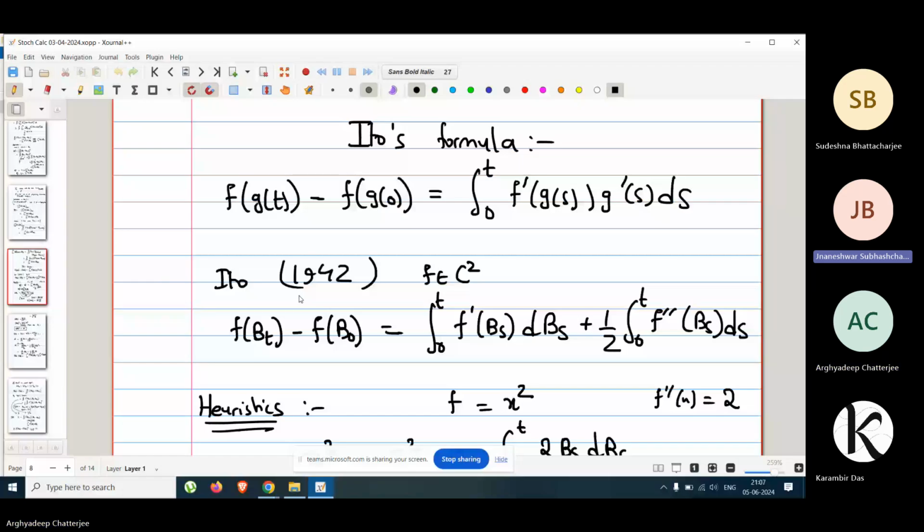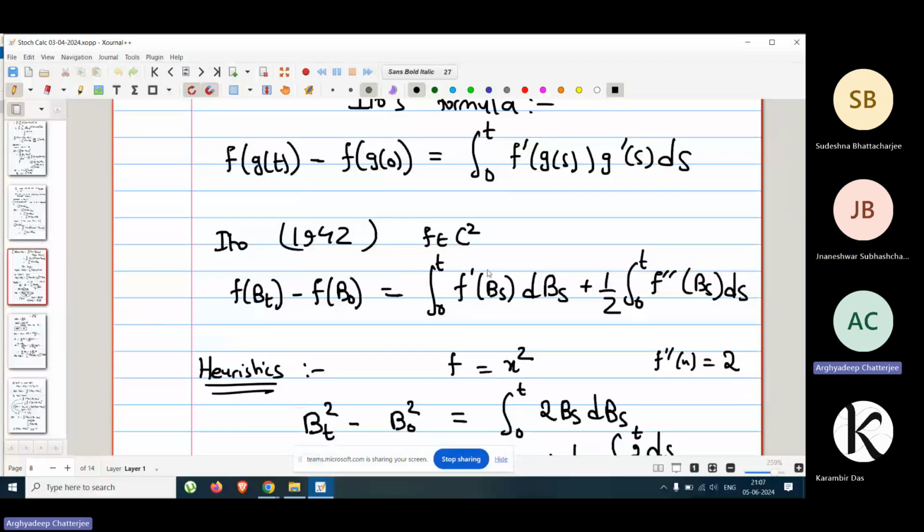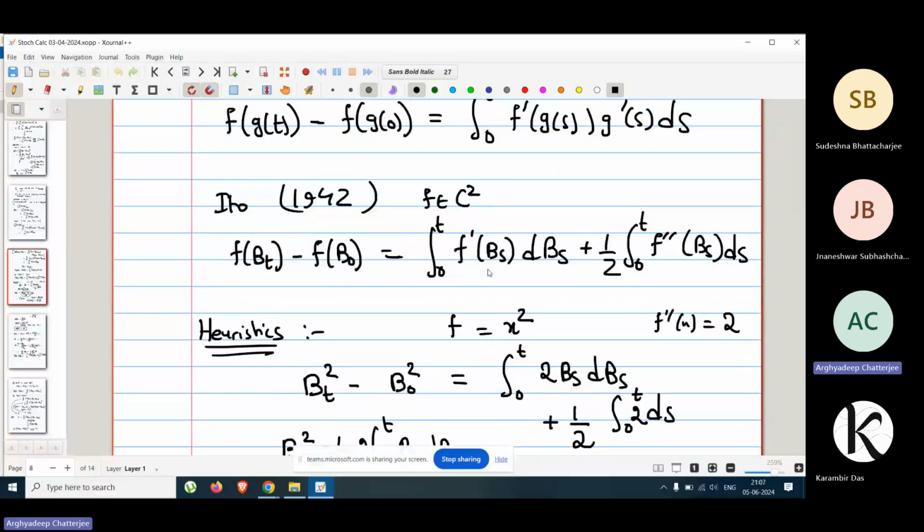So it holds for any function F belonging to C2. There is no need of boundedness and so on. We first proved it for compactly supported functions, and then we approximated. And we can do even more.